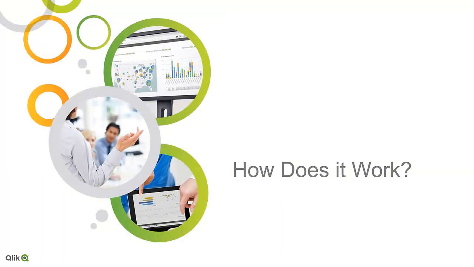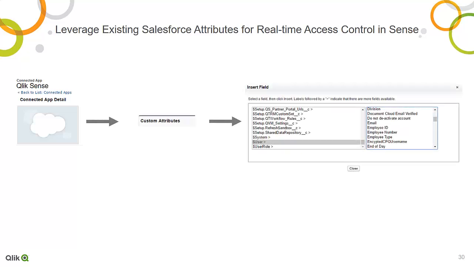So let's now take a deeper dive into how security works between Qlik Sense and Salesforce.com. From a security standpoint, one of the most powerful integration options with Qlik and Salesforce.com is Qlik's ability to leverage attributes that exist inside of Salesforce for real-time access control. Through SAML, Qlik can take attributes sent from Salesforce and include them in security rules. These security rules manage access and usability across the entire platform.